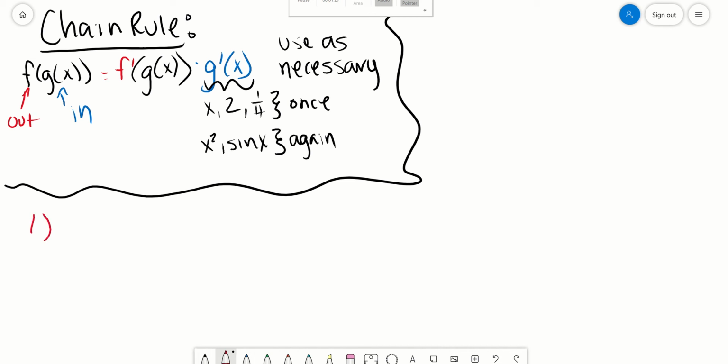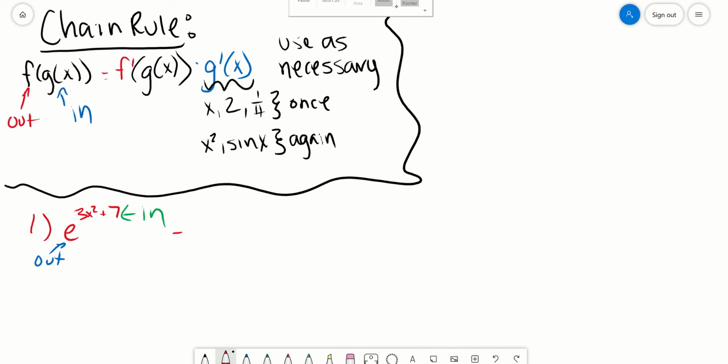So first example with chain rule here. Let's say we have the function e to the 3x squared plus 7. So we need to identify our outside function and our inside function. So your typical function looks like e to the x. So your e is your outside function, and then this is the thing that is plugged in on the inside.